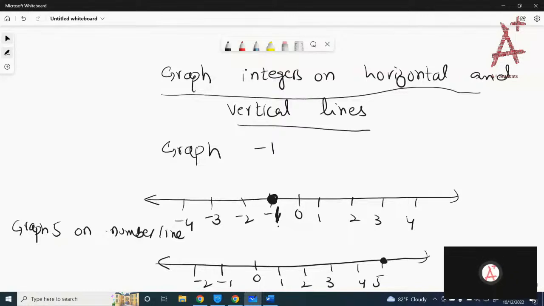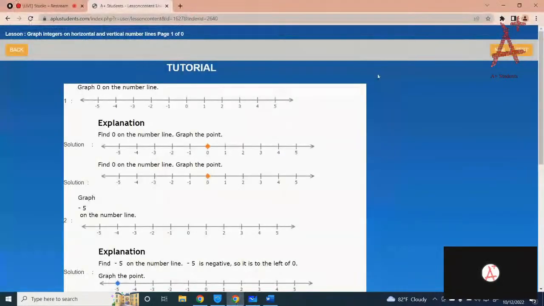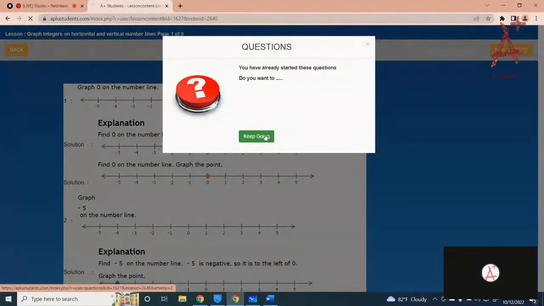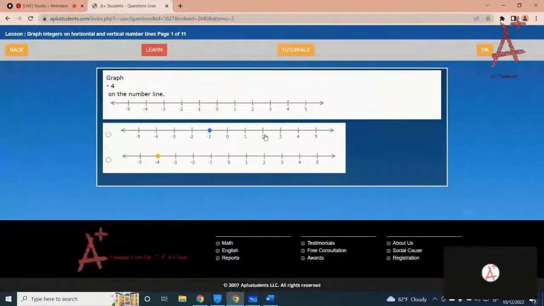Okay, let's start with the test. On the top right corner, we have a test button. Let's start with the test. Okay, graph -4 on the number line. So you are given with two of the graphs. So which of the graph is the correct one for -4? The first one or the second one? Which graph is for -4?